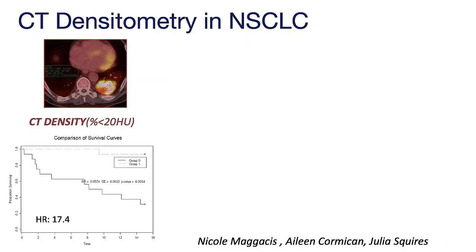Now, I also mentioned that sometimes the imaging correlates do not turn out to be prognostic themselves, and this is some work from Princess Alexandra Hospital, where the biomarker that was looked at was simply measuring the number of pixels within the tumour. The tumour was identified from a PET region of interest, but the measurement was simply the number of pixels with a density of less than 20 Hounsfield units. And in non-small cell lung cancer, this was shown to be significantly prognostic.